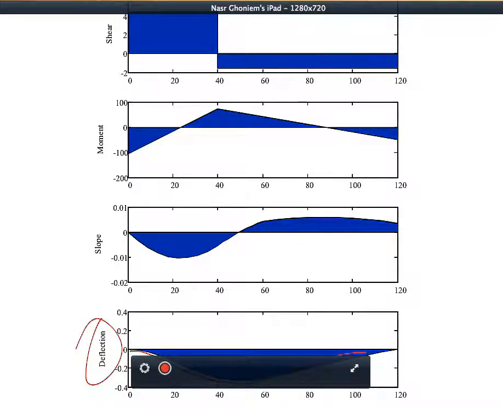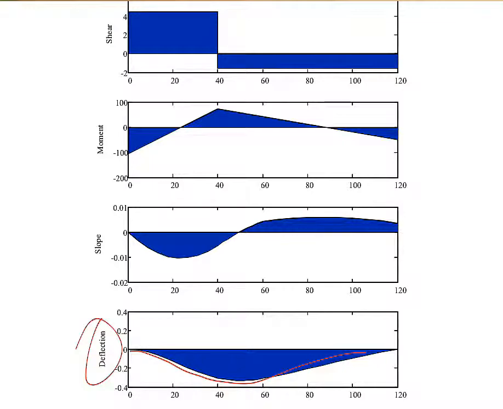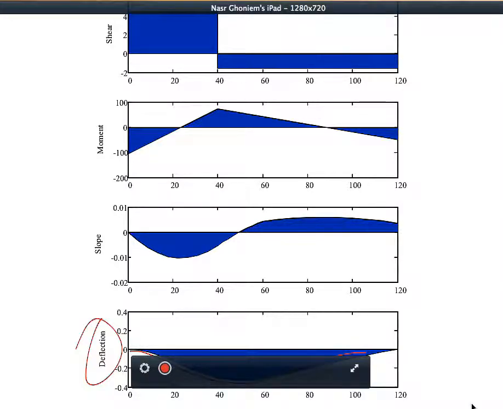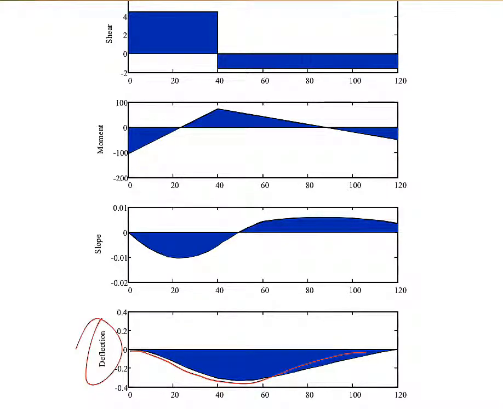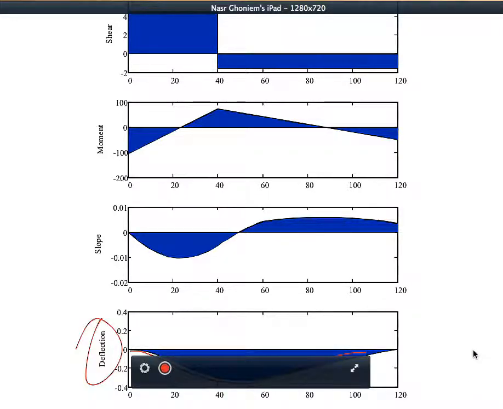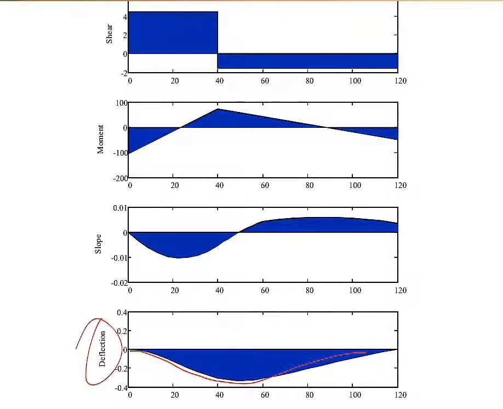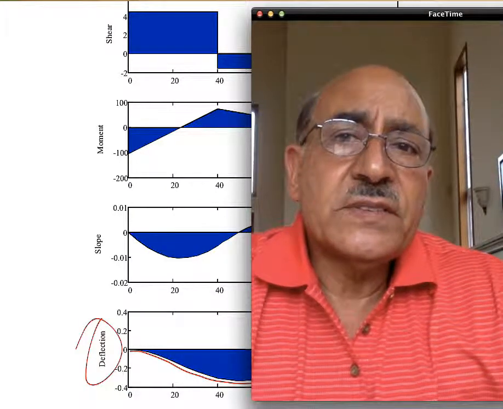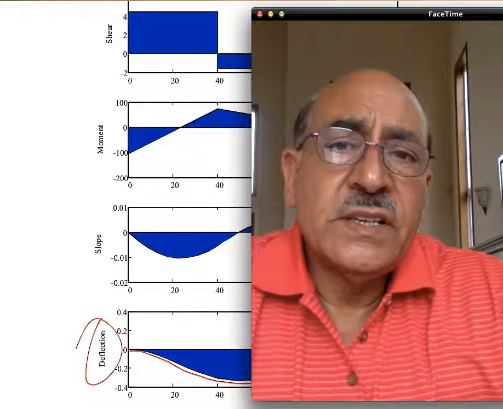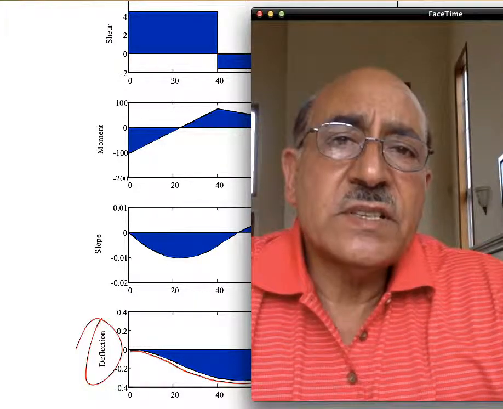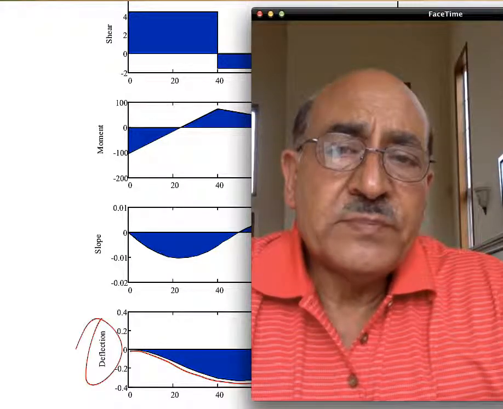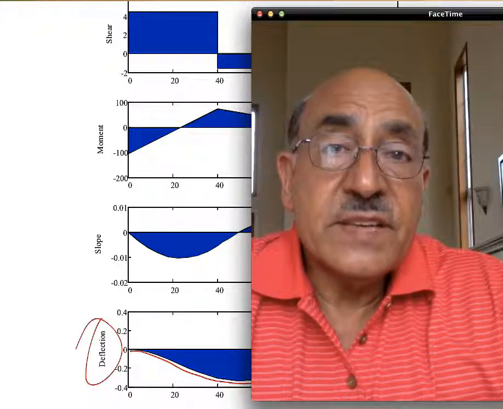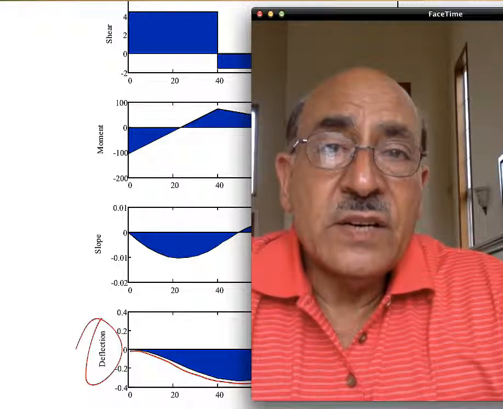So we've finished basically the display for the results of what we wanted to accomplish. And these are the results. We have 4 different results. We display the shear distribution, the moment distribution, the slope, and the deflection numerically. And that is basically what we wanted to end up doing.